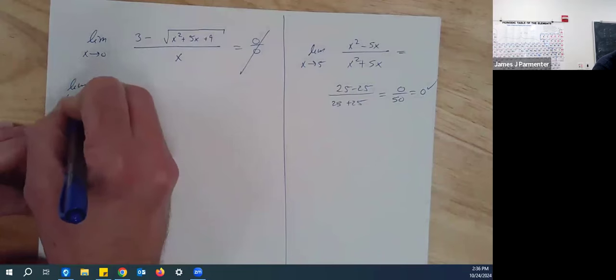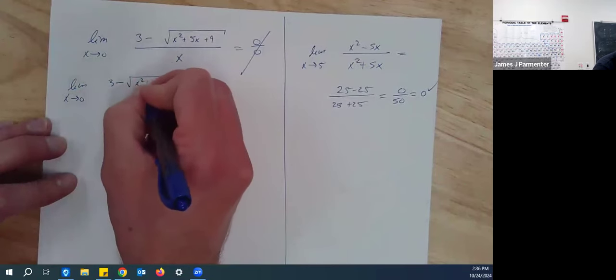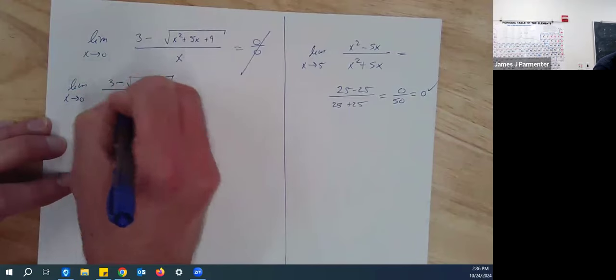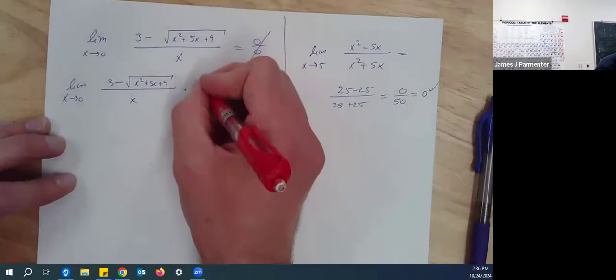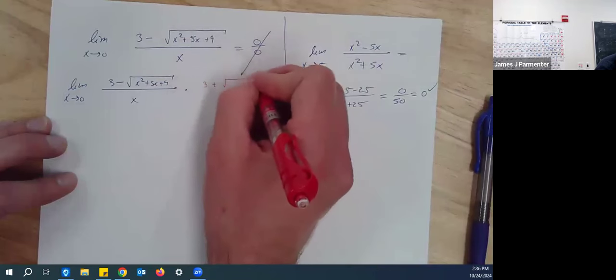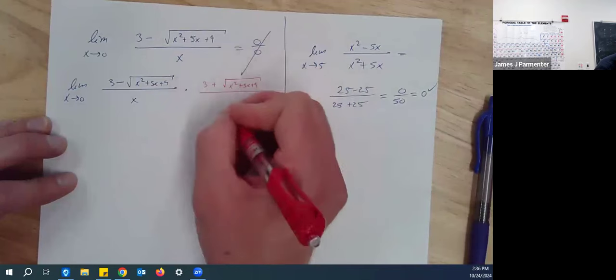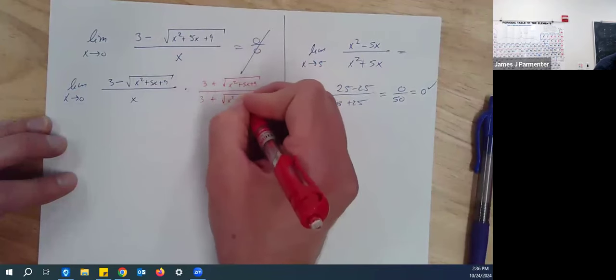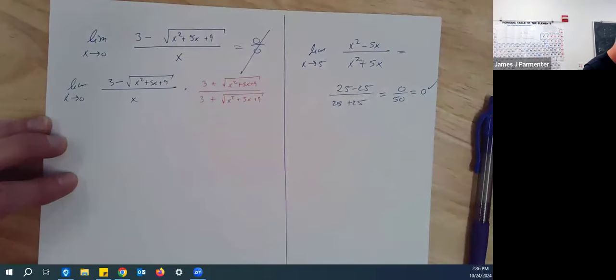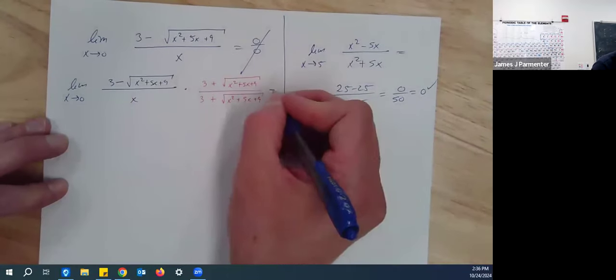The limit as x approaches 0 of 3 minus the square root of x squared plus 5x plus 9, over x, times 3 plus the square root of x squared plus 5x plus 9, over the same thing. Okay, sure, that'll be fine. 18 plus, sure. My answer is not going to be pretty, but that's fine. Not all your answers are going to be nice.